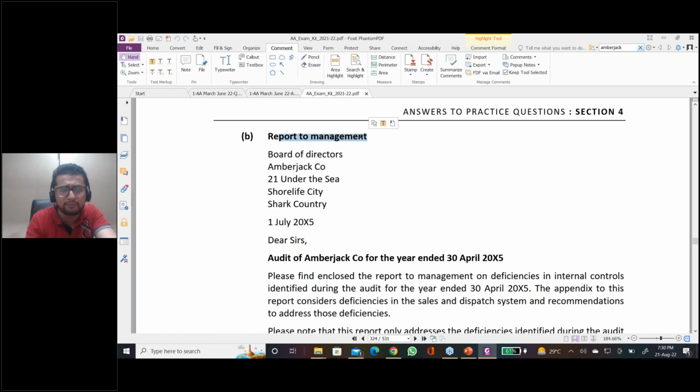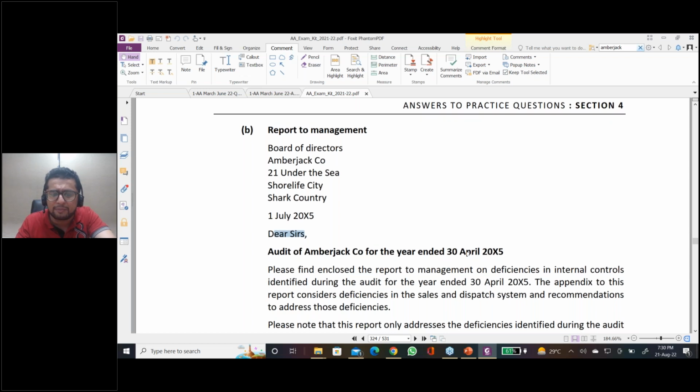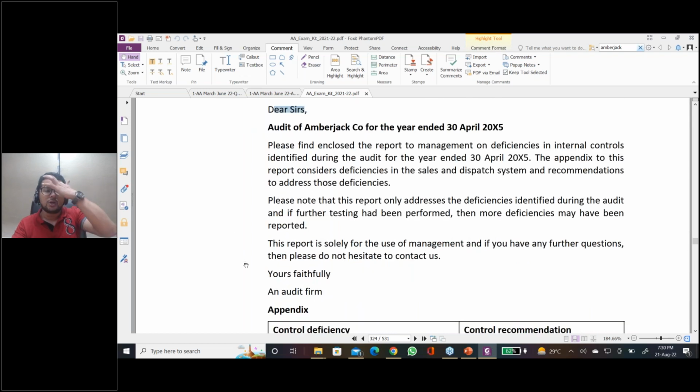It's a secret report. Who are the addressees? The board of directors. Which company? Amberjack. Ignore the address, write XYZ, and then write the date of your exam. And dear sirs, audit of Amberjack for the year ended 30th April. Now, there are 3 things within this letter. First of all, I would like to highlight it to the client that the appendix to this report is having the deficiencies and the recommendations.